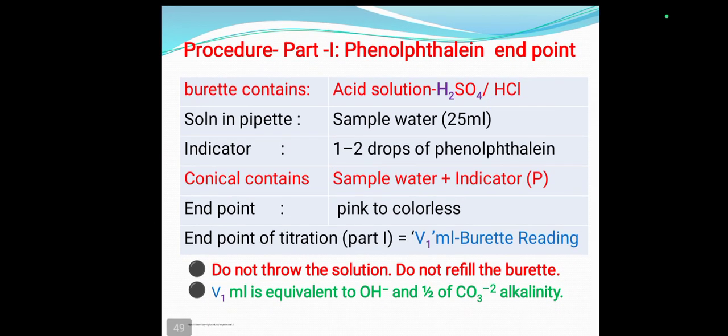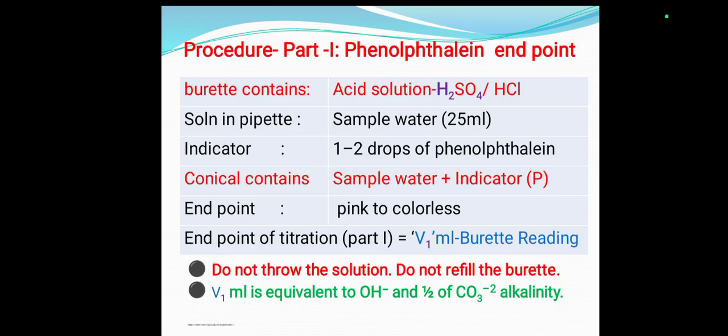Now as far as the procedure is concerned, we have to carry it out in two parts. Why two parts? Because we have two indicators. In part 1 we use the phenolphthalein indicator, so you can say part 1 is the phenolphthalein end point. Here I am just going to explain the procedure that we are going to carry out for performing the practical.